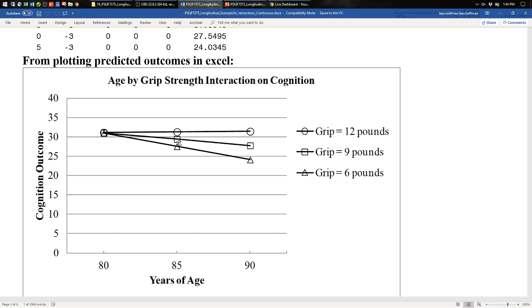And your interaction, you can think of either way. You can think of it as how this vertical difference shrinks or expands as a function of age. Or you can think about how these slopes become less negative or more negative as a function of grip. So the estimate statements told us if there was a significant slope here, here, and here, as well as a significant vertical difference here, here, and here.